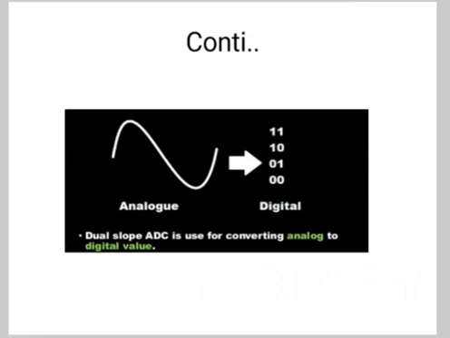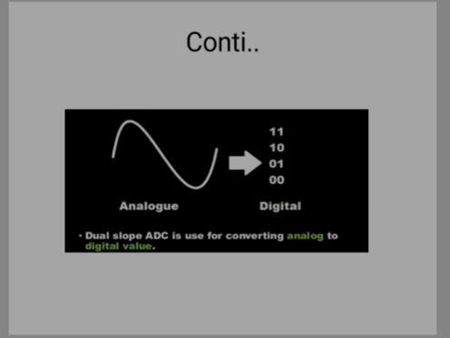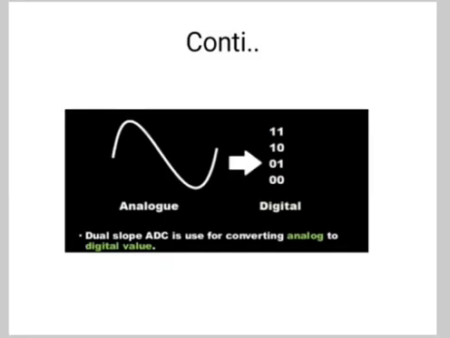So this diagram shows the dual slope ADC. It is used for converting analog to digital values. Here the digital values are 1 1 1 0 0 1 or 0 0, and the input is in the analog form.